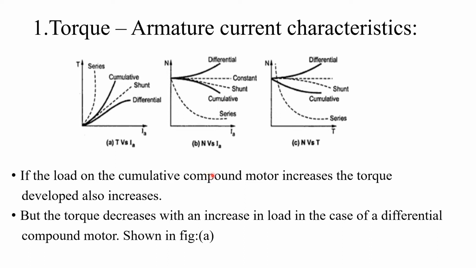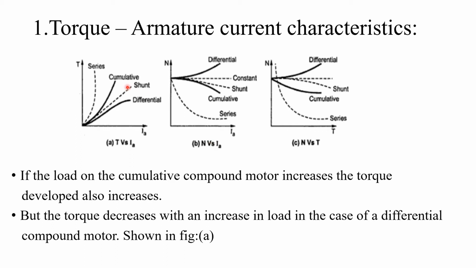Here we will discuss three important characteristics of DC compound motors, as in the case of DC series and shunt motors. The first characteristic gives the relationship between the torque and armature current, and the next characteristic shows the relationship between the speed and the armature current. These two characteristics are commonly known as electrical characteristics because they depend on the armature current.